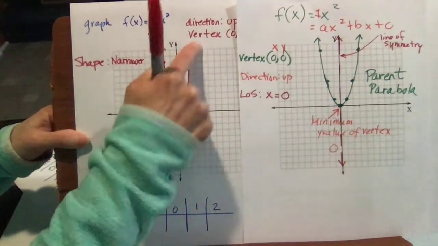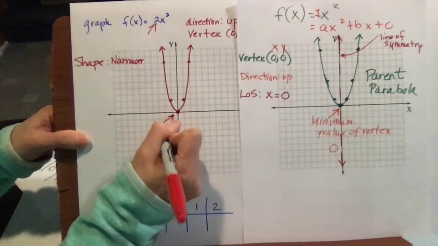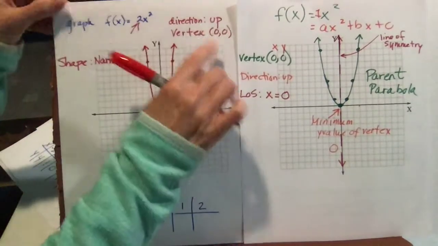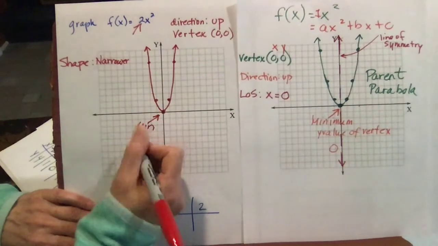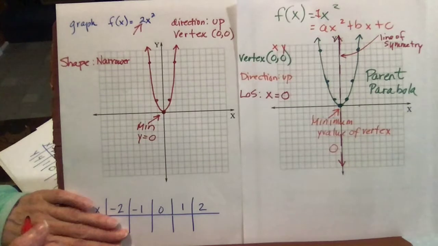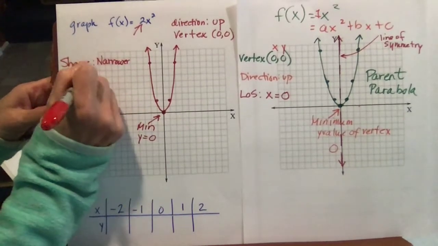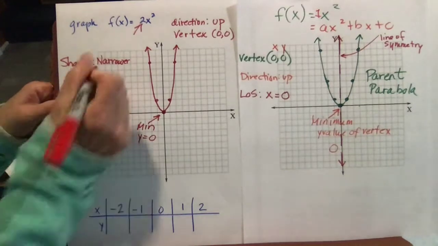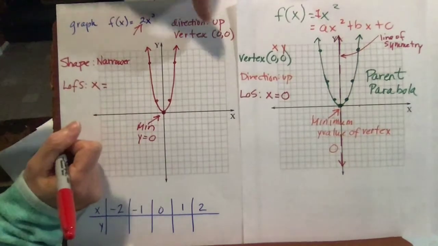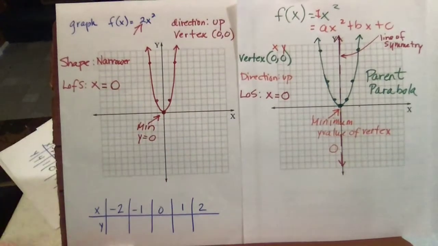Now, does it have a minimum point or a maximum point? Well, this point here is our min, and it's based on the vertex of our y value. So it's y equals 0, and it is a minimum point. And the last thing we need is our line of symmetry, which is always x equals, and it's the value of our x in our vertex. And we have everything we need. We're done.